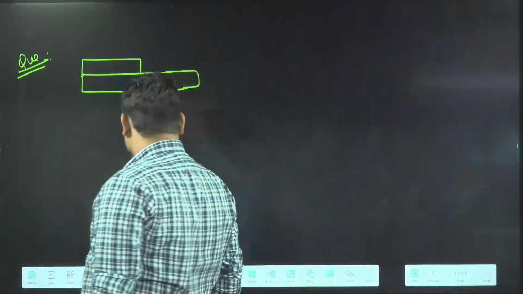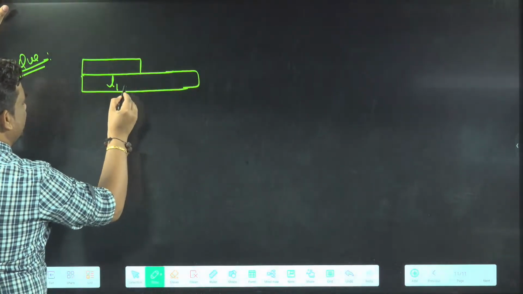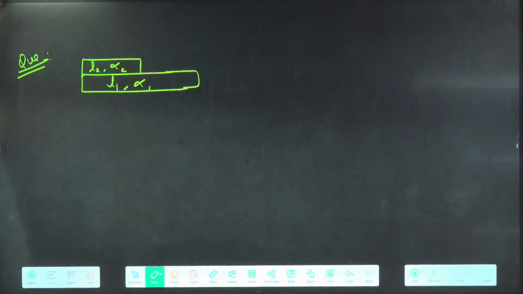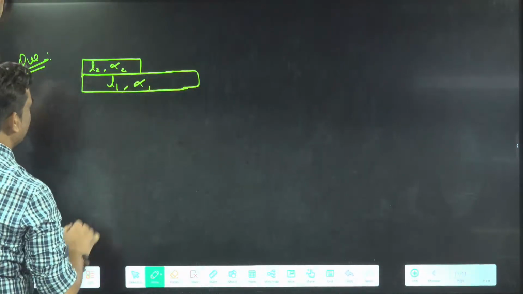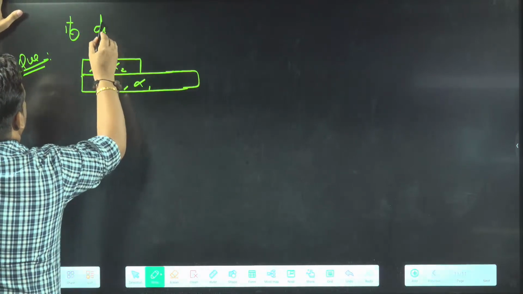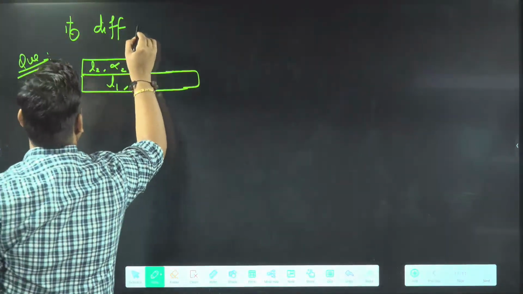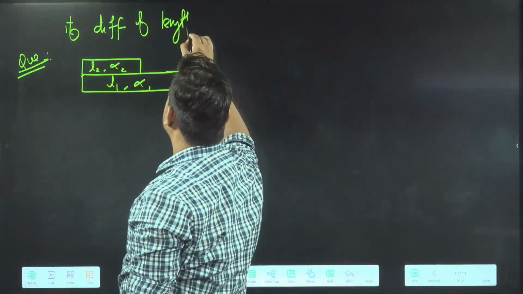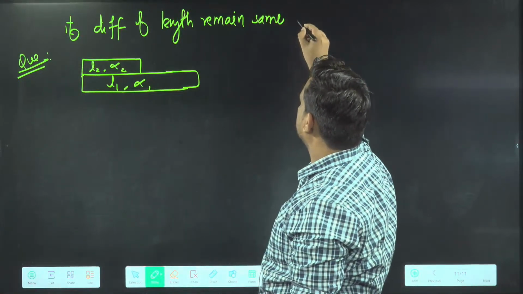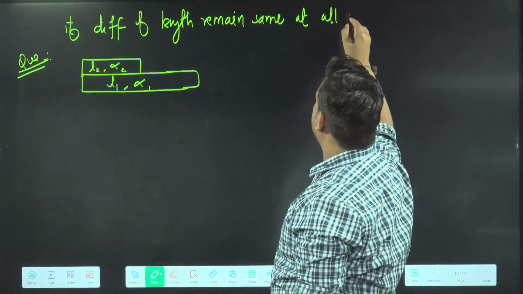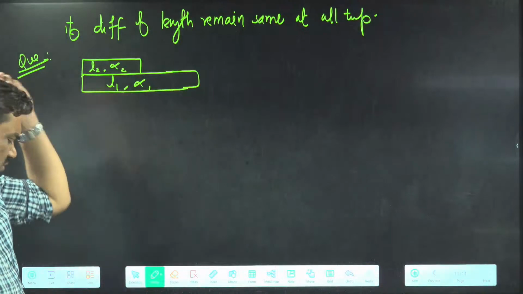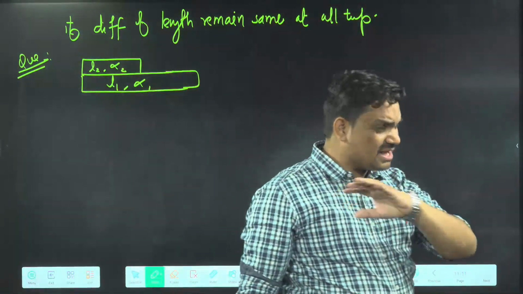They will say that two rods with length L1 and alpha 1, and L2 and alpha 2, are kept on each other as given in the figure. If they give that the difference of length remains the same at all temperatures, even when the temperature becomes very, very low or very, very high.